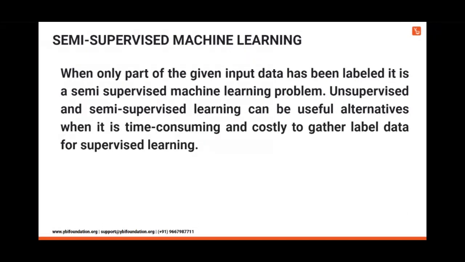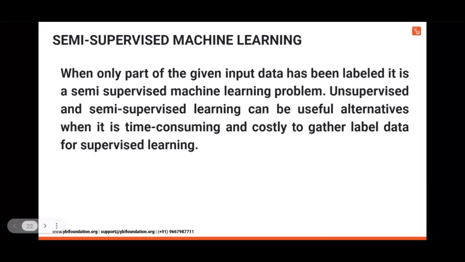Then there is the semi-supervised machine learning. How does semi-supervised machine learning work? Semi means partial. We have the labeled data, yes, but it is only partially available, maybe 10%, 20%, but not all of it. One way, you can say, is to just ignore the information for which our output is not available. But if we try to do that, then we are going to lose a major portion of our historical or previous data.